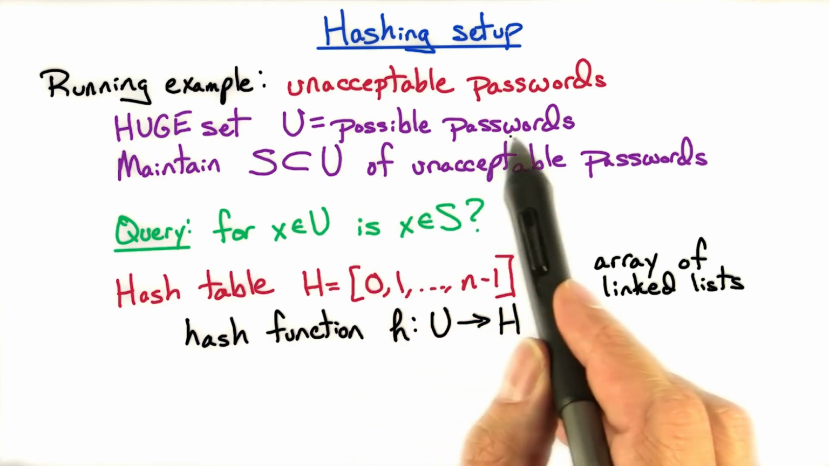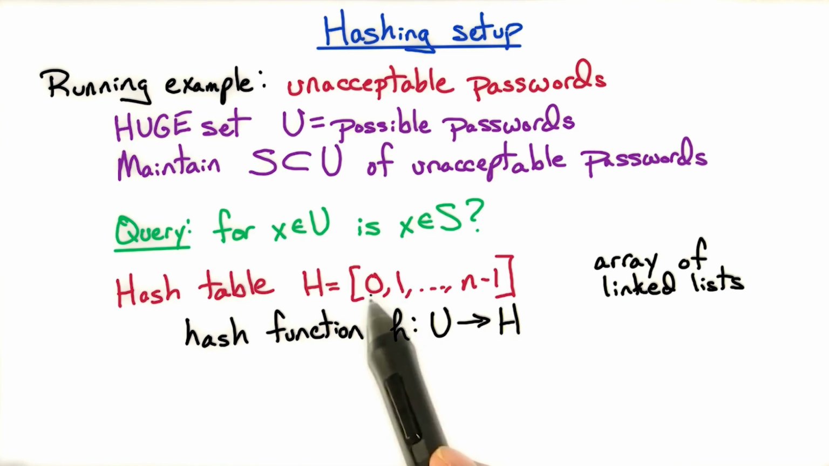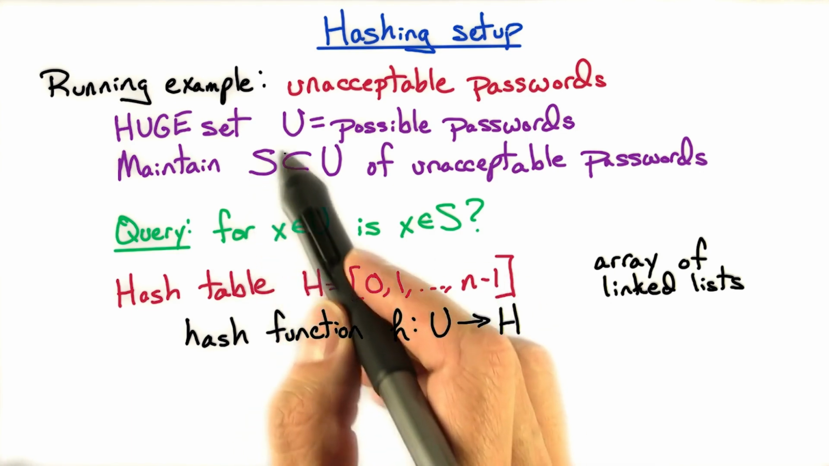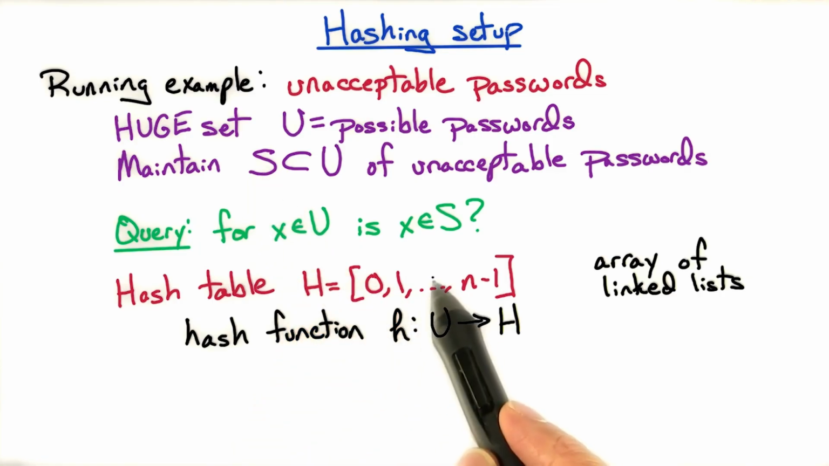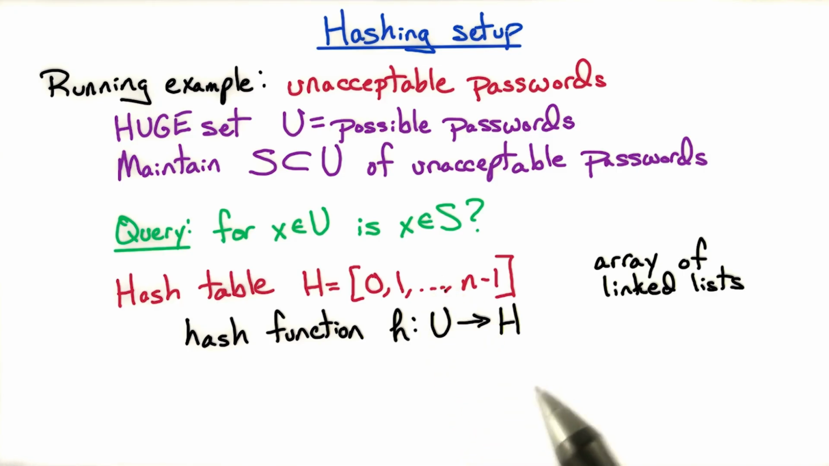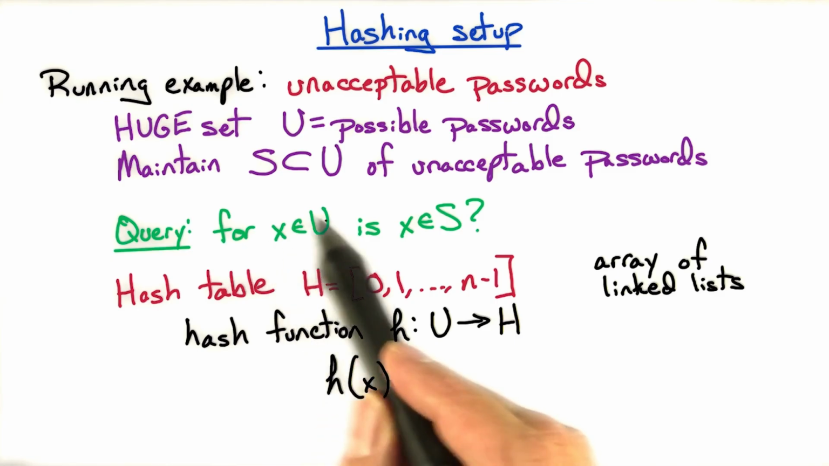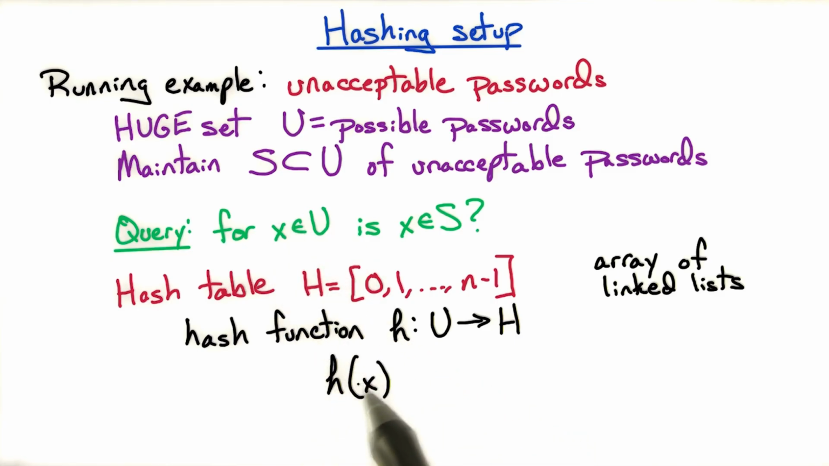So each of the possible passwords is mapped to one of these n bins by little h. Now to insert an element into this subset S, we simply find its hash value, then go to that bin, and add the element onto the linked list at that particular location. And then to do a query, we simply go to the hash value, and look at the linked list to check whether it's there or not. For each element of the universe, little h of X maps to one of these n bins.